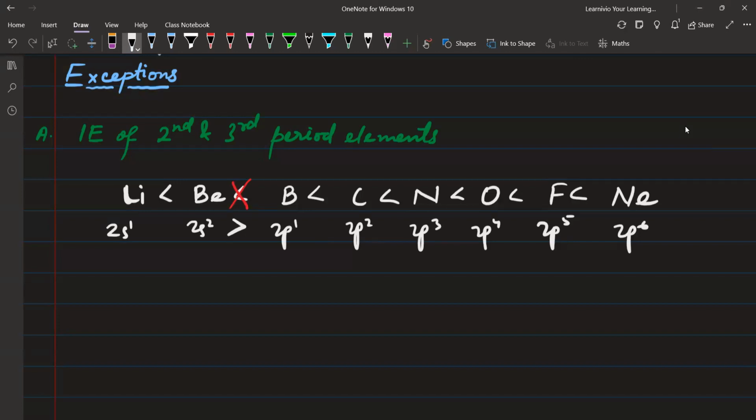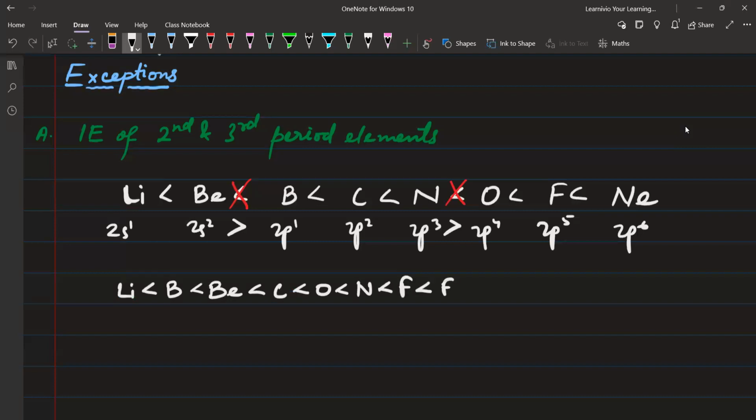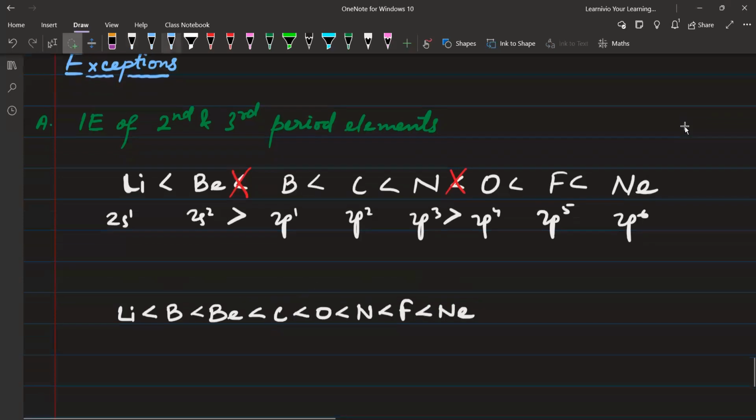The order is okay till nitrogen, and in nitrogen we have 3 electrons, 2p3 which is half filled, and 2p4 which is not half filled. That is why this configuration is also wrong. In this case, oxygen will not have higher ionization enthalpy, nitrogen will. So the order becomes lithium, then boron, and after boron we have beryllium, and then carbon, then oxygen will be smaller and nitrogen will be larger. After that we have fluorine, and then neon. This is the correct, actual order.